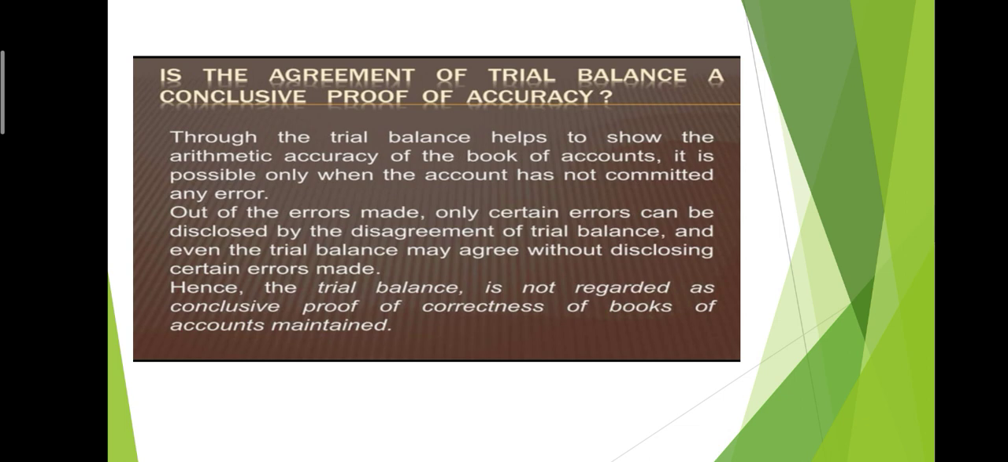Is the agreement of the trial balance a conclusive proof of accuracy? Though the trial balance helps to show the arithmetical accuracy of the books of accounts, this holds only when the accountant has not committed any error. Out of the errors made, only certain errors can be disclosed by the disagreement of the trial balance, and even the trial balance may agree without disclosing certain errors made. Errors disclosed by the trial balance are as follows.